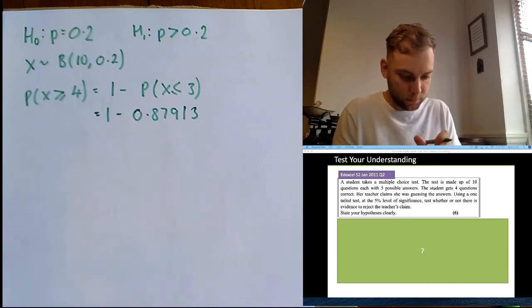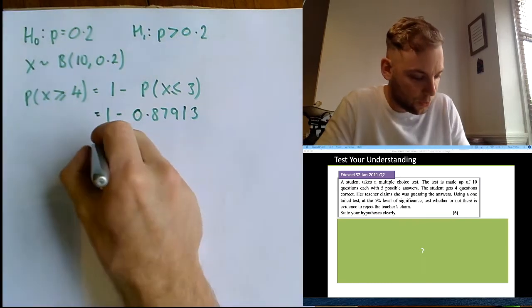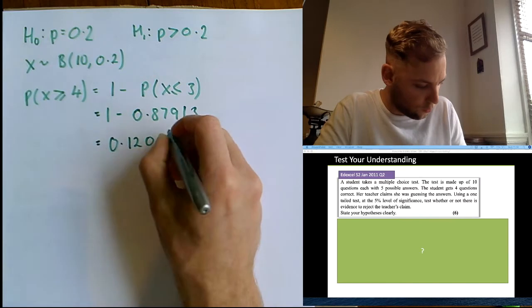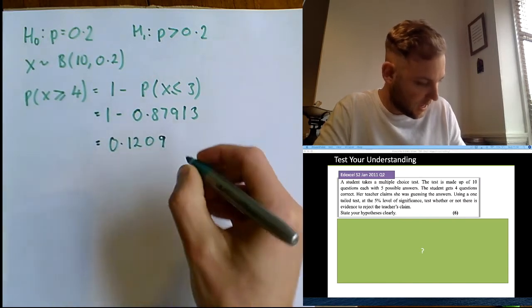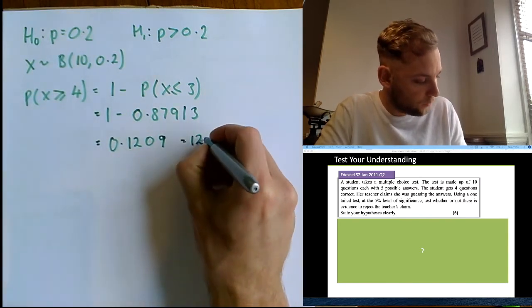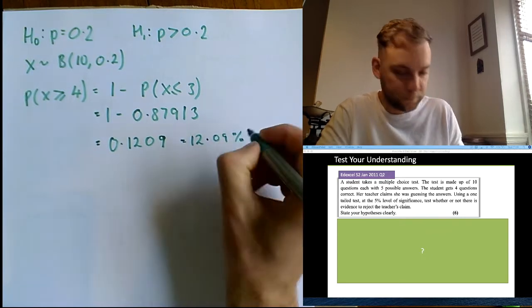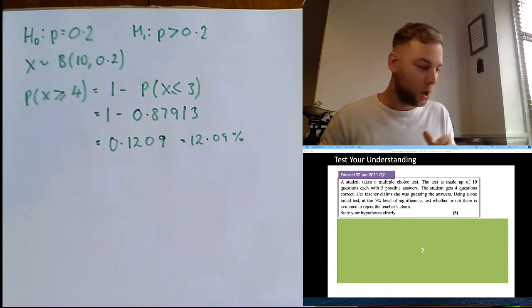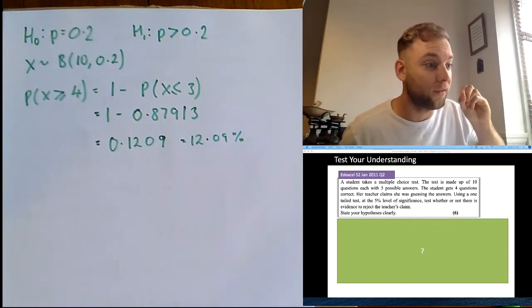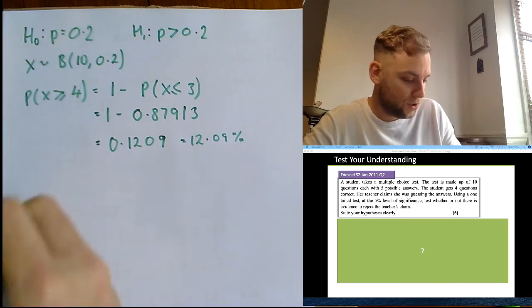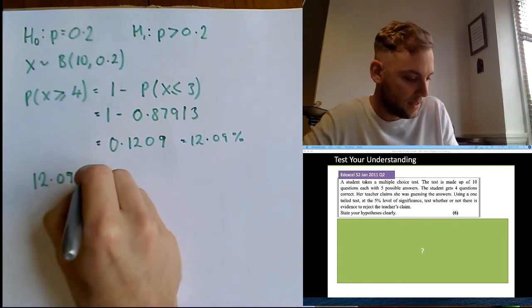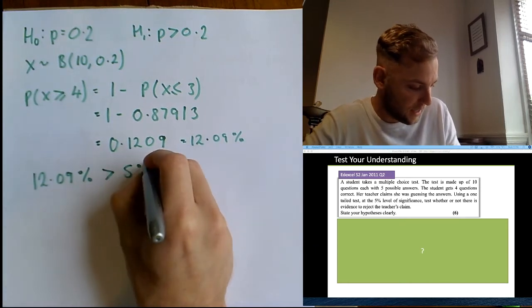1 minus the answer is equal to 0.1209, which is equal to 12.09%. Okay, 12.09%. So with this one here, we stated our significance level was 5%. So we're saying here that 12.09% is greater than 5%.